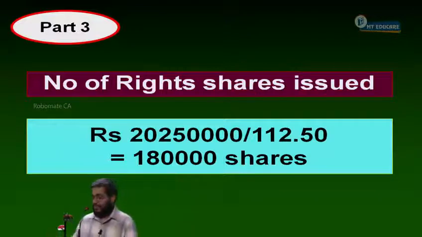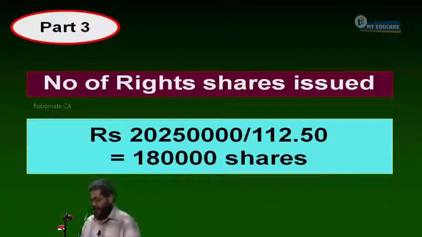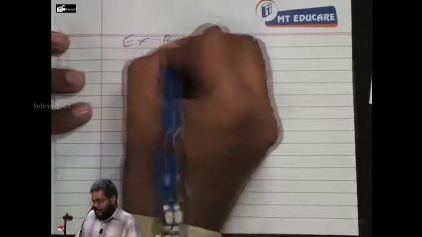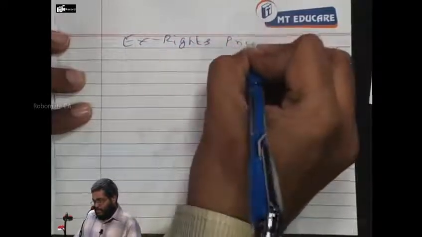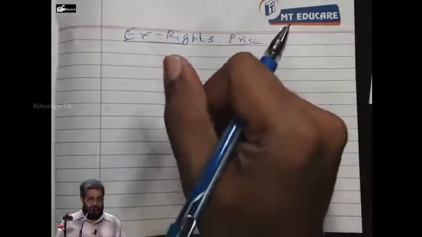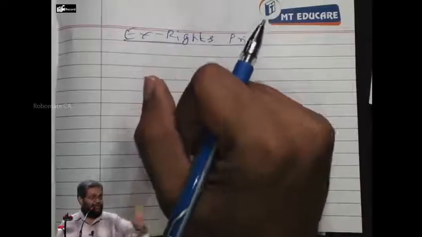Okay. Now, we have to find out the ex-rights price. Did we find it out in the previous sum or not? We have to find out the ex-rights price. See, I have to find out the ex-rights price. How do you normally find it out? Old wealth plus new wealth divided by old shares plus new shares.